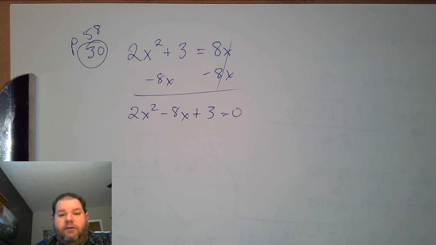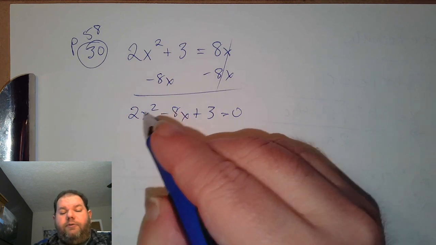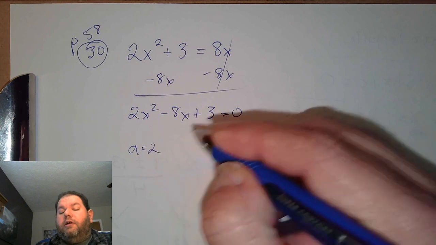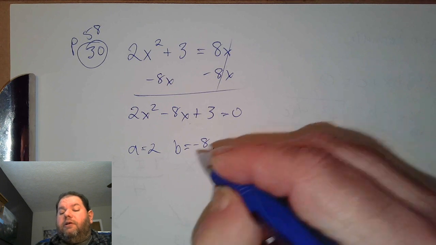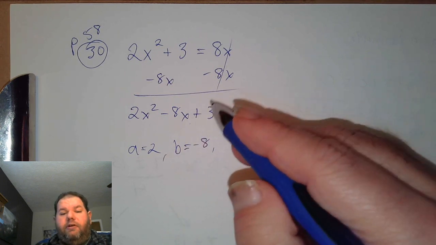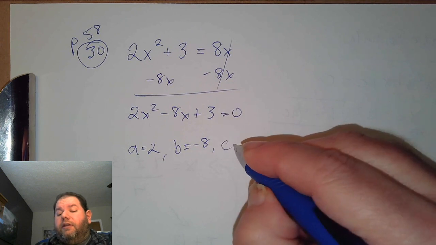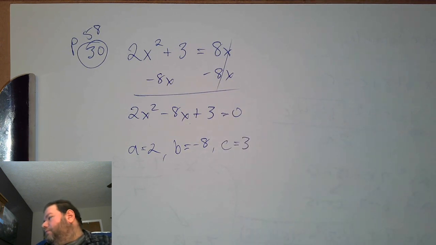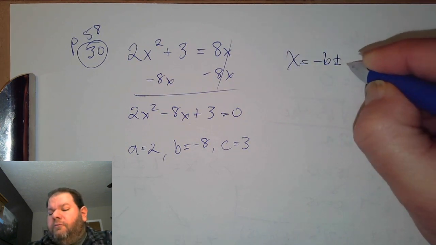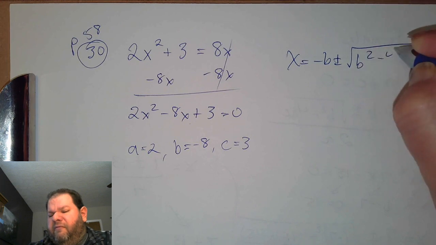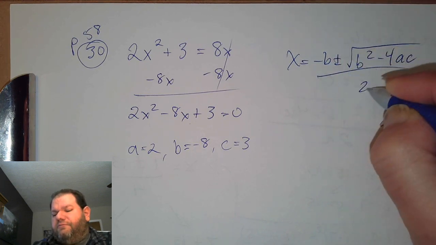We want to be very specific about getting the order correct because that's how our coefficients for the quadratic formula are given to us, and they're in order. Okay? A is always the coefficient of x squared, which is 2. B is always the coefficient of x, in this case negative 8. And C is always the constant, which is 3 in this case. That doesn't ever change.